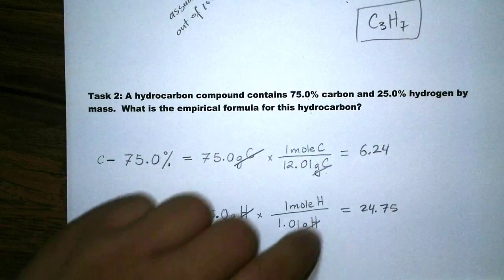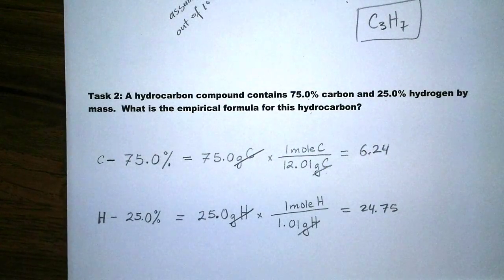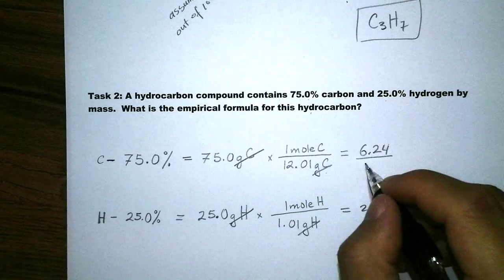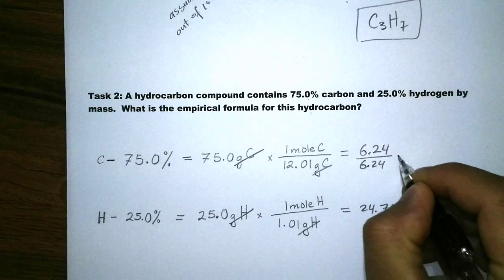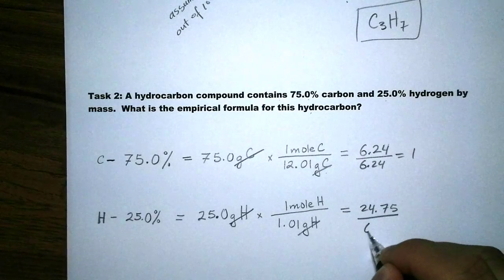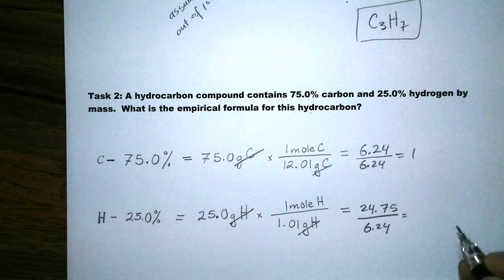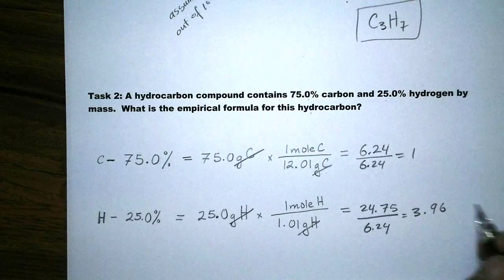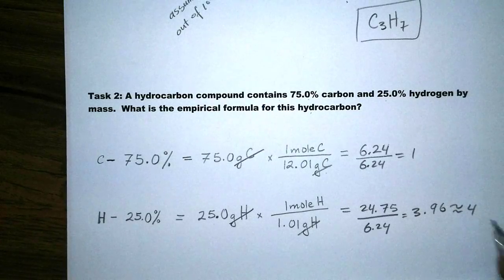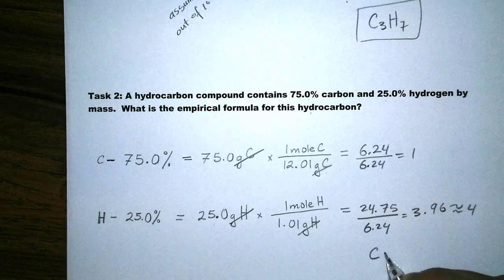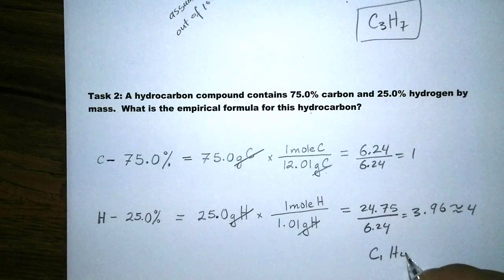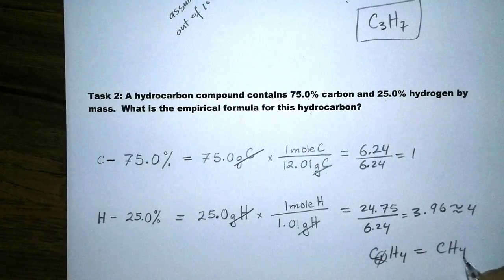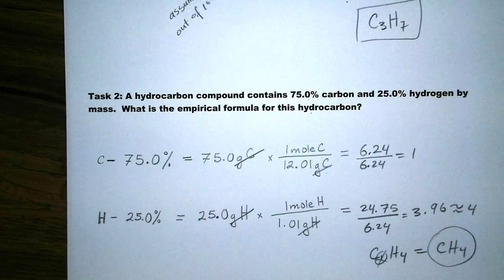And if we go back to step 3, divide each mole by the smallest number of moles. Which one is the smallest? Of course this one. So we have to divide all the moles by this smallest number, 6.24, that gives us 1. And over here, divided by 6.24, that gives us 3.96. And of course we can round this to 4. So therefore we have C1H4. But we don't write the 1, so that gives us CH4. And this is methane gas.